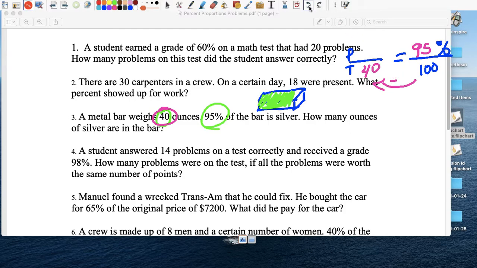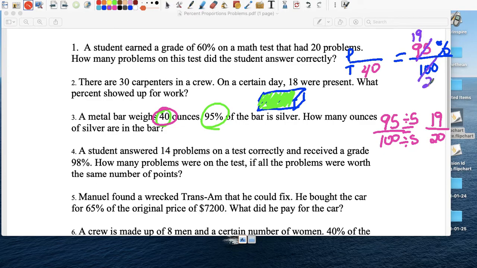Mejor no. So let's see. Let's simplify. Well, let's simplify 95 over 100. Divide by 5, right? Todos ustedes, you're going to say divide by 5. So 95 divided by 5 is 19. 100 divided by 5 is 20. You're going to see that that's a little bit better. So we're going to change that. We're going to write 19. 100 is going to be 20. Look how easier. Mucho más fácil.